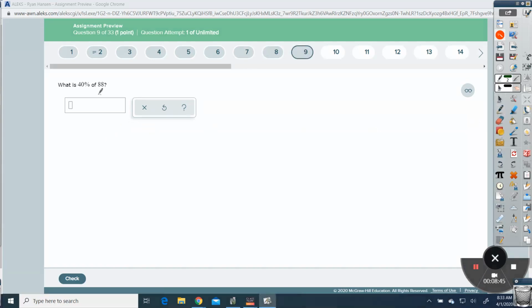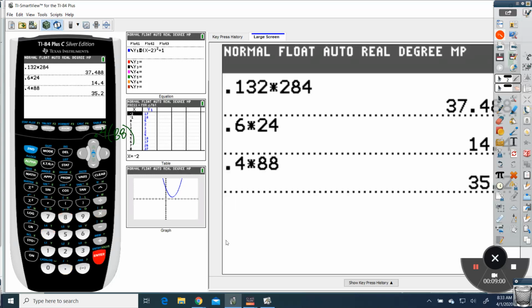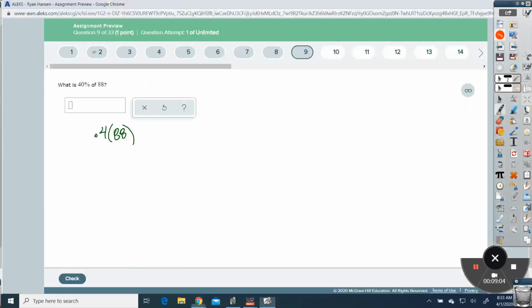So question number 9 says, what is 40% of 88? Again, we're just going to go 0.4 of 88. Go to our calculator. 0.4 of means multiply, so we just go 0.4 times 88. It's 35.2. So I come back and I'm going to put in this little box right here, 35.2, and submit it.